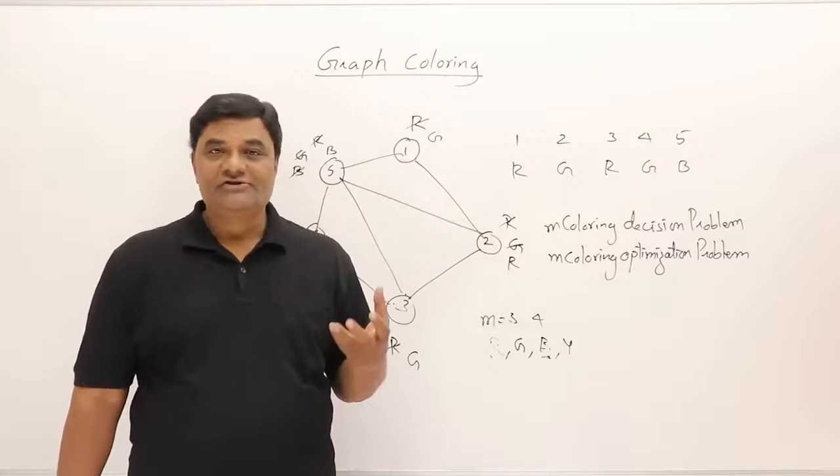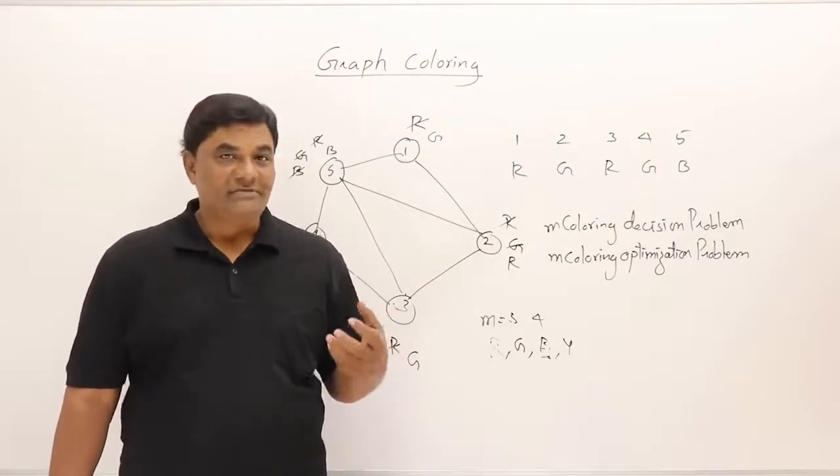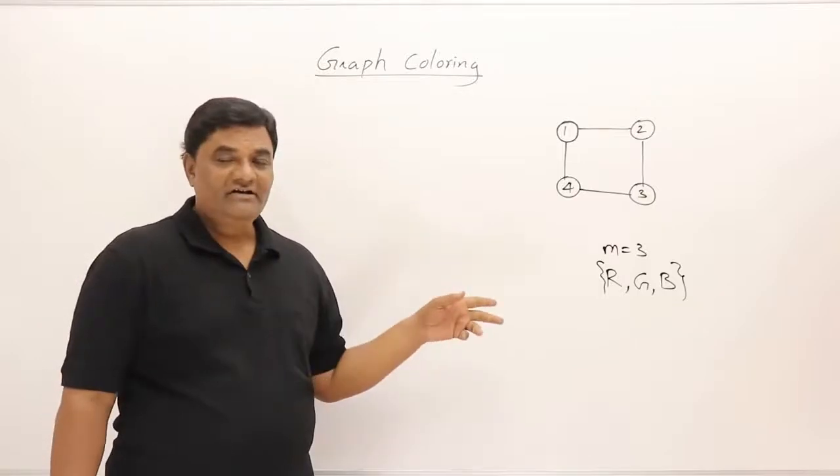Now I will take a simple graph and show you how this can be solved using backtracking. Here is a simple graph and three colors are given.